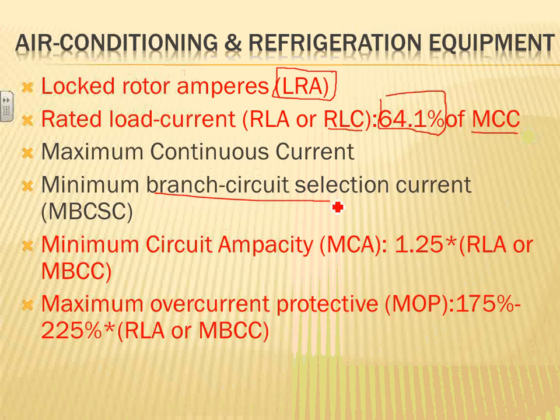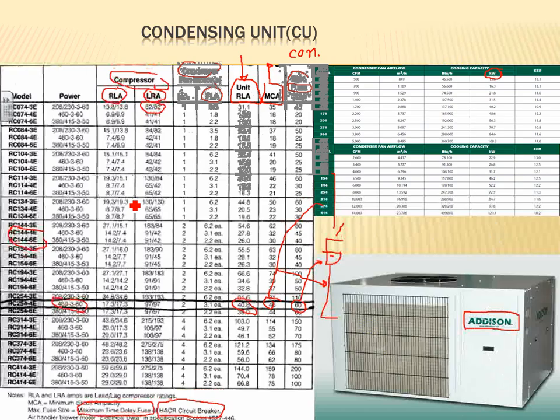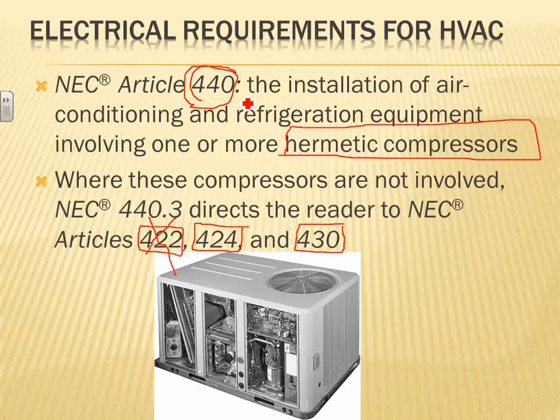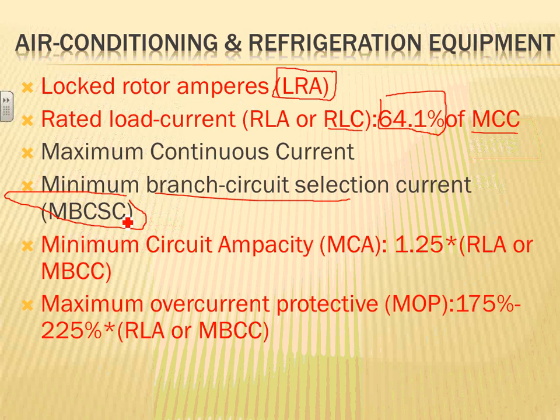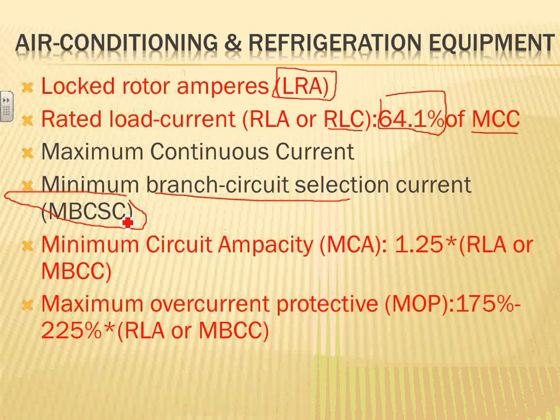Then there's minimum branch circuit selection current. The way I understand this one, you either have the unit rated load amps, or you have the minimum branch circuit selection current, one of them, and you choose the largest of the two in order to size the system. So this will be the largest. This is equivalent to the rated load amps for the unit, if it's a unit, or for one equipment, if it's one equipment. The ones I highlighted in red are the most important ones, guys.